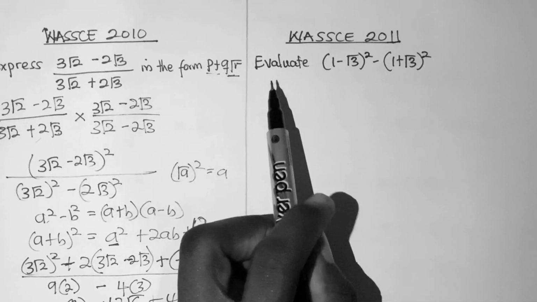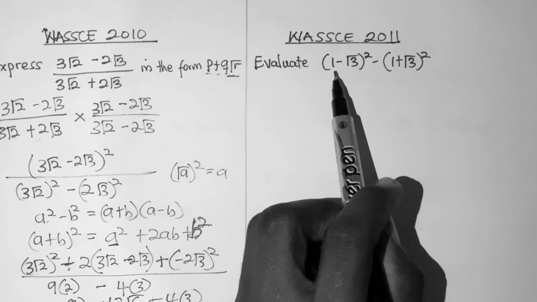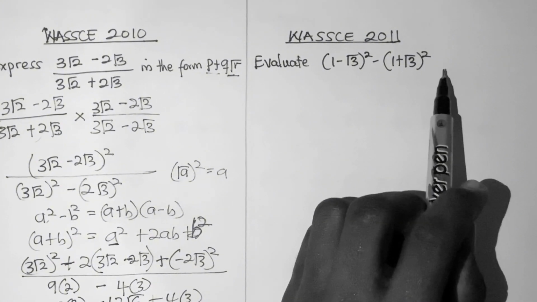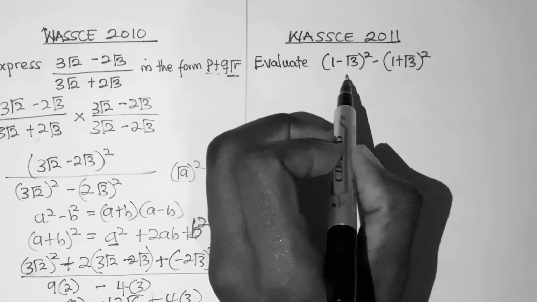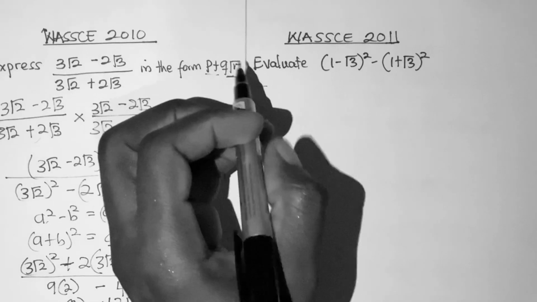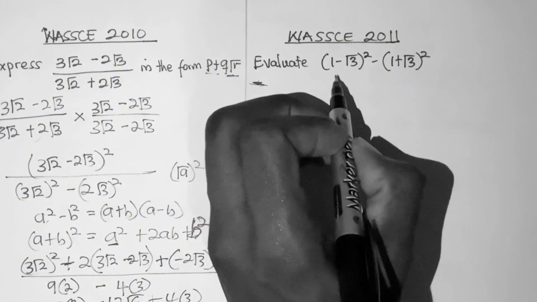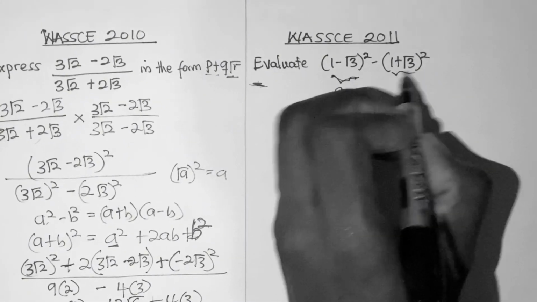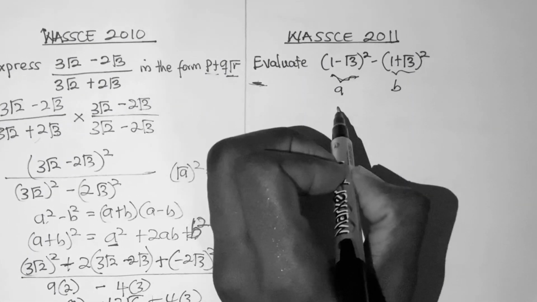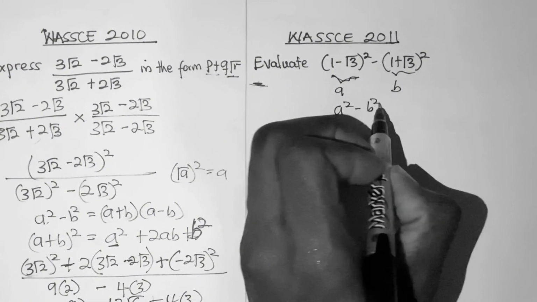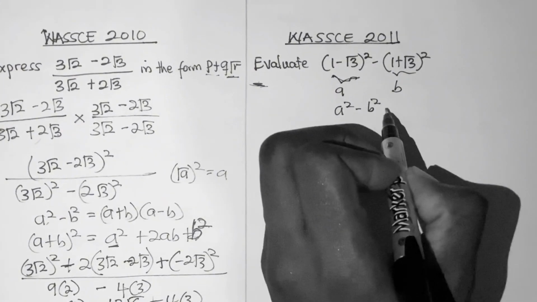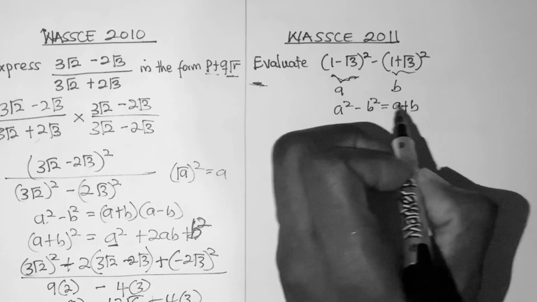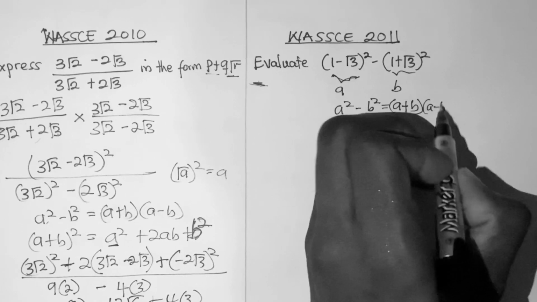So we have this question here, which is: evaluate (1 minus root 3) squared minus (1 plus root 3) squared. So if we represent all of this by A and we represent all of this by B, you can see that this is A squared minus B squared. So we can use the difference of two squares, and that is equal to (A plus B) times (A minus B).